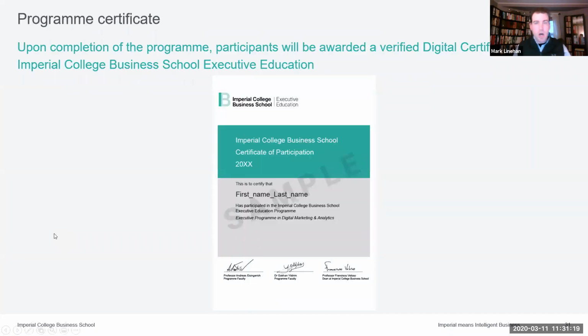So before we get to the Q&A, once you go through this course, we want to talk about what you get out of the course. Upon completion of the program, you're going to be getting this verified digital certificate by Imperial College Business School Executive Education. This is a verified digital certificate that you can put on your LinkedIn. You can use it for your networking. It will let people know that you have completed this course and that you have the skills you would have gotten through it.